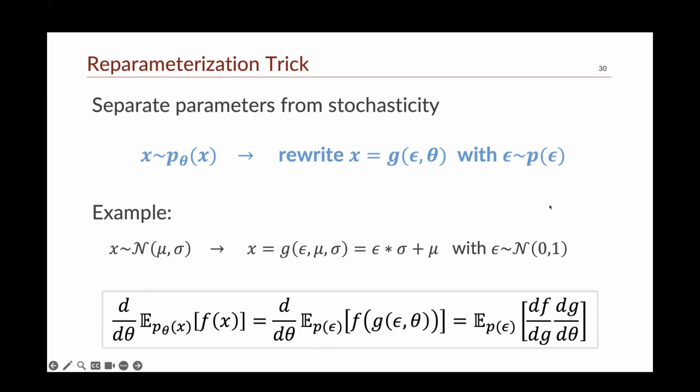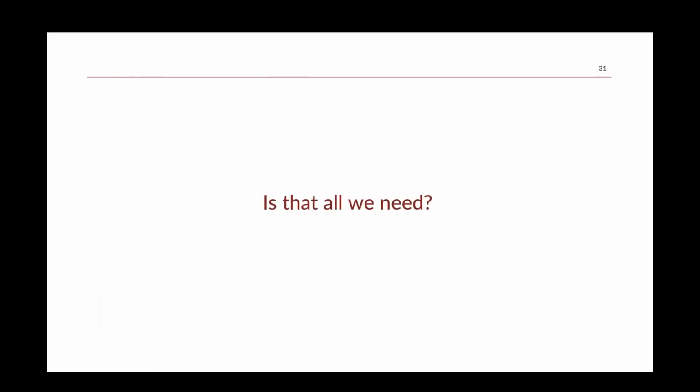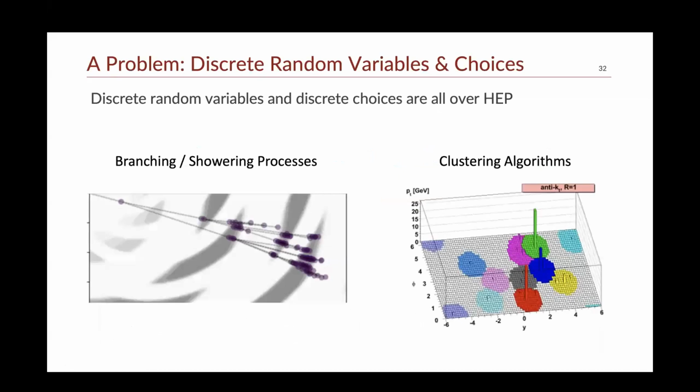Okay, so I've given you another one of the tricks for computing gradients of machine learning systems that have stochasticity in them. And so you might ask, is that all we need? Are we done? And of course, the answer is no. We didn't talk at all about discrete processes.